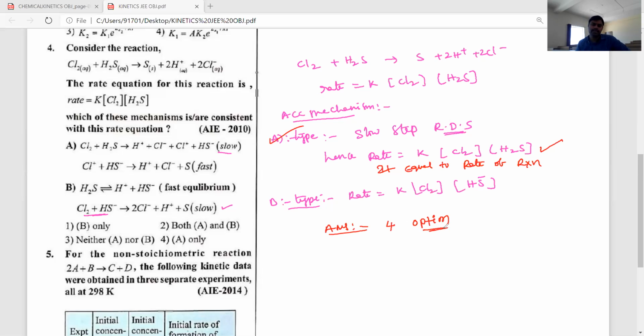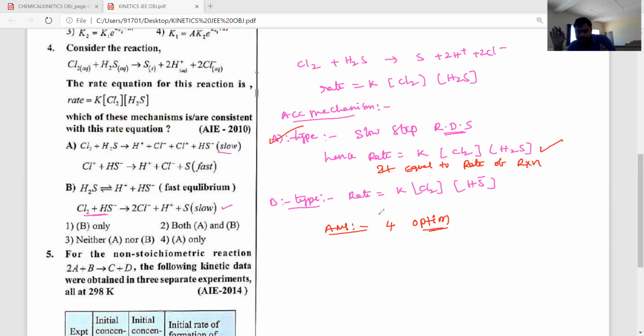Fourth option only is correct. Okay, students, first we have to keep this in mind. It's very easy. First, they give the overall reaction and its rate expression. So among the two mechanisms, which one exactly matches the rate of the above reaction? Here the options are both matching, B only matching, A only matching, or neither A nor B. So the answer is A only matching.